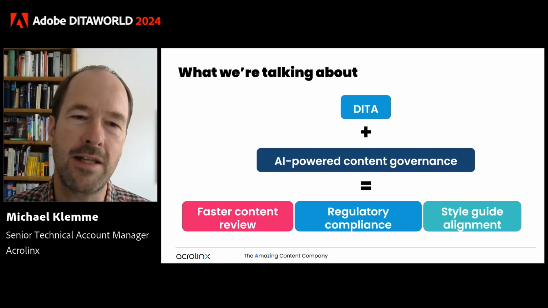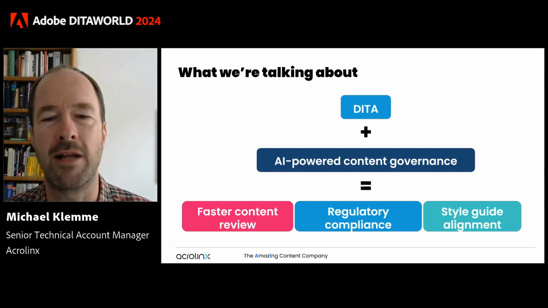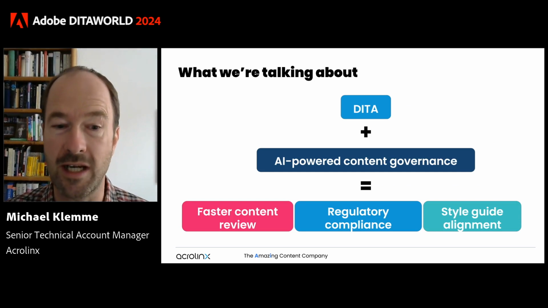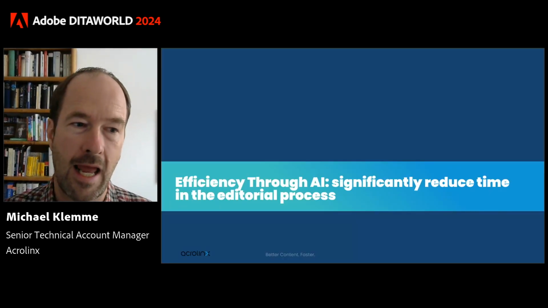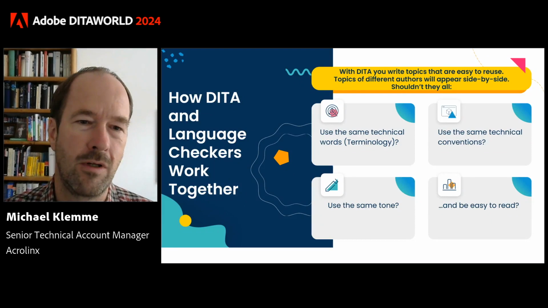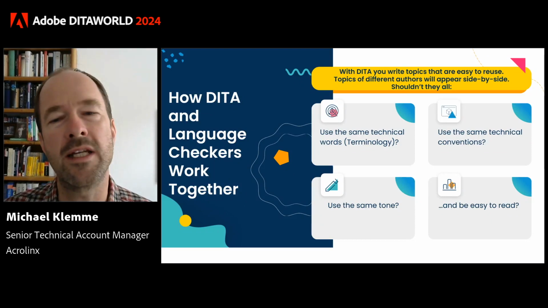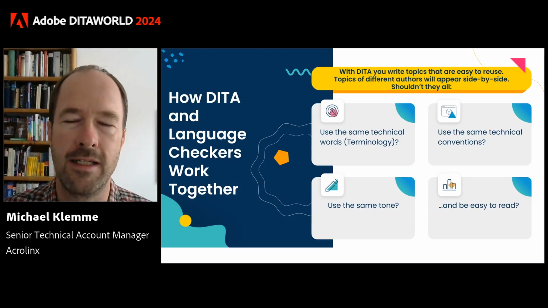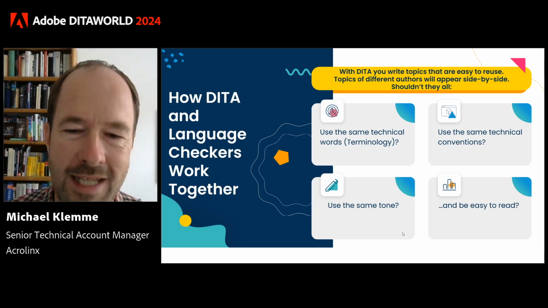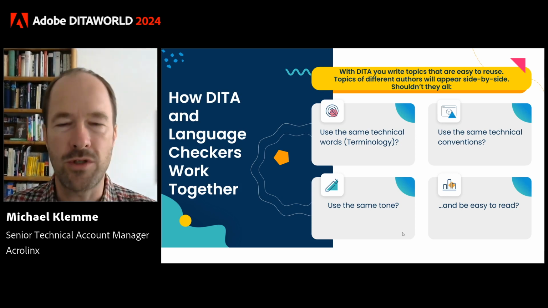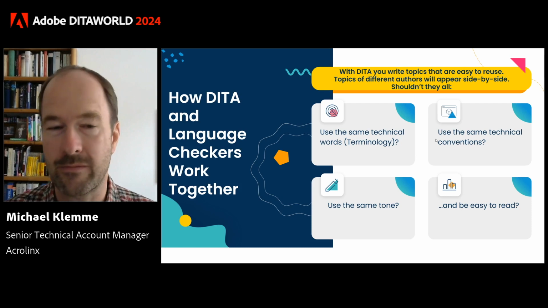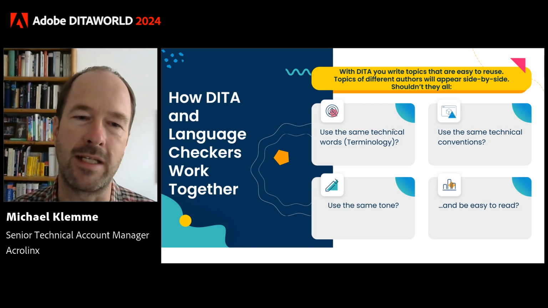The specialty is that we want to show you how the AI-powered content governance platform Acrolinx works together with your DITA content. And as you all know, DITA is topic-oriented, and topics are supposed to be self-contained, but in the output, they appear next to each other. So that then has some implications.